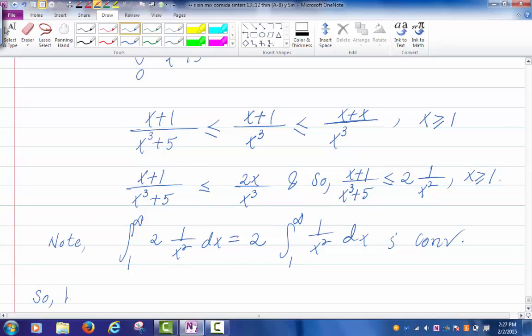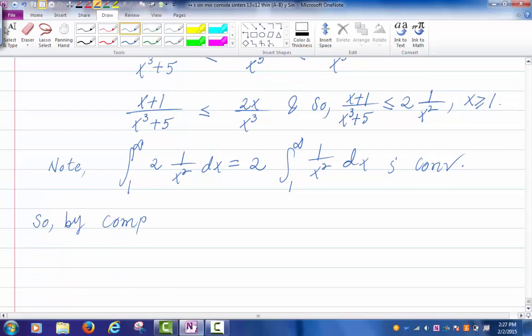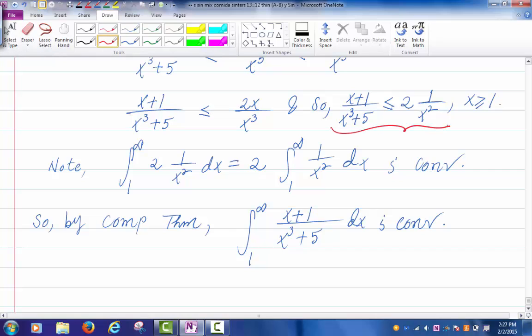So, by the comparison theorem, the integral from 1 to infinity of (x plus 1)/(x cubed plus 5) dx is convergent. Is that right? Because what did we say? We said that (x plus 1) divided by (x cubed plus 5) is less than 2 over x squared, but it only works for x bigger than 1. So because the upper bound is convergent from 1 to infinity, the lower bound will be convergent from 1 to infinity. But have I answered my question yet, though?